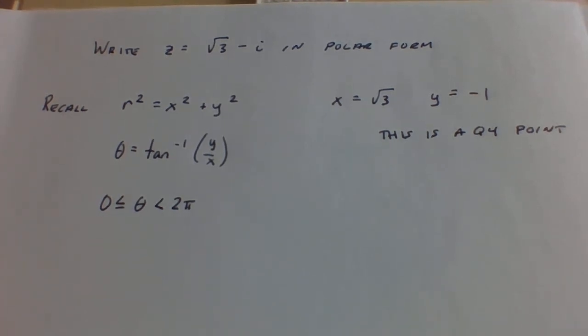The other piece that you want to keep tabs on is your x and y values off this point. My x value was radical 3. My y value was a negative 1. If I was to go plot that point, I would end up in quadrant 4. So when I write my answer in polar form, make sure that the angle measure you get for theta gives you a point that's going to end up in quadrant 4.